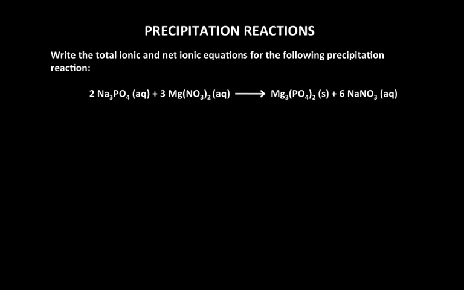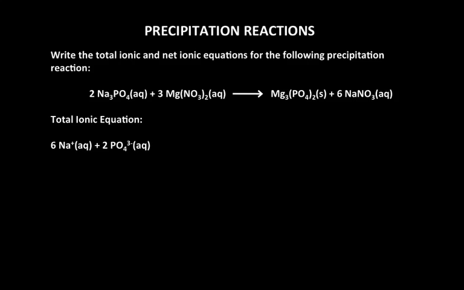Now, when we write the total ionic equation, that's the first thing we're going to do. And the total ionic equation just takes all of the soluble ionic compounds and breaks them into the ions that they're made up of. So for sodium phosphate, we break that up into 6 sodium ions and 2 phosphate ions. And we do the same thing with magnesium nitrate. We'll have 3 magnesiums and 6 nitrates.